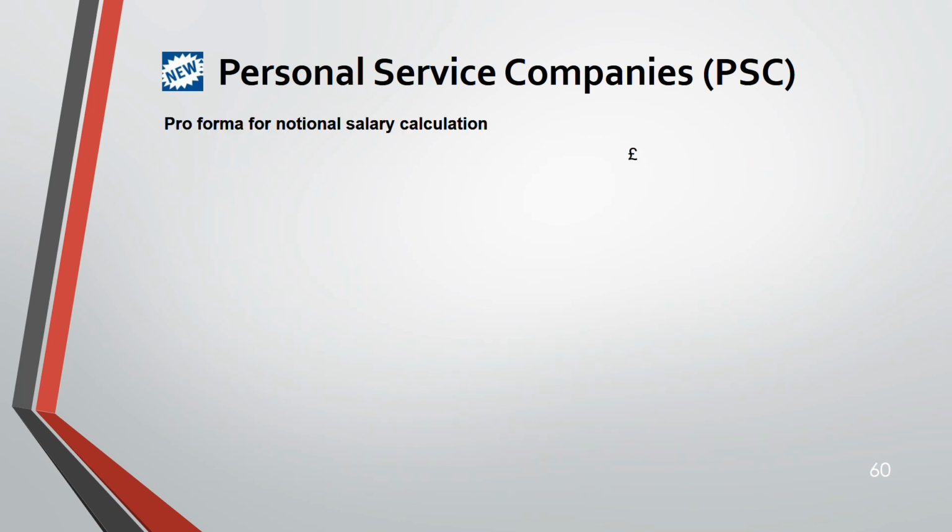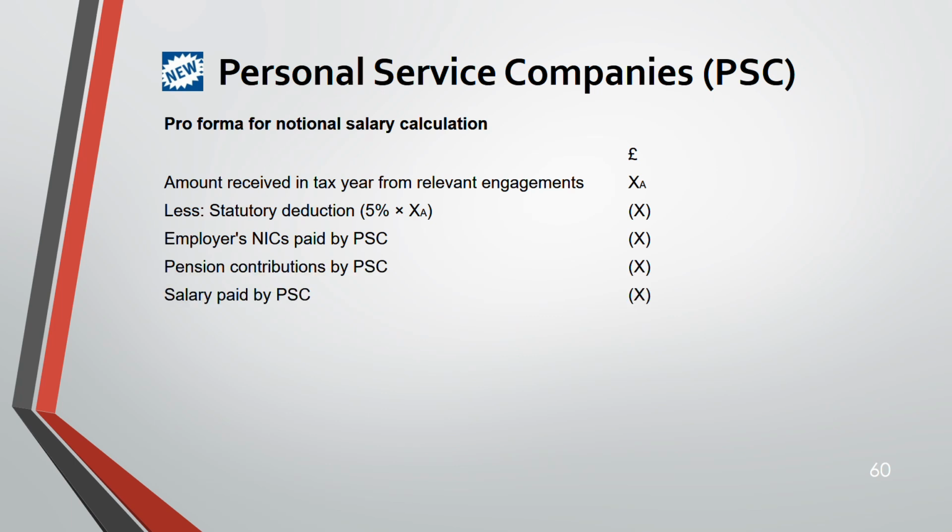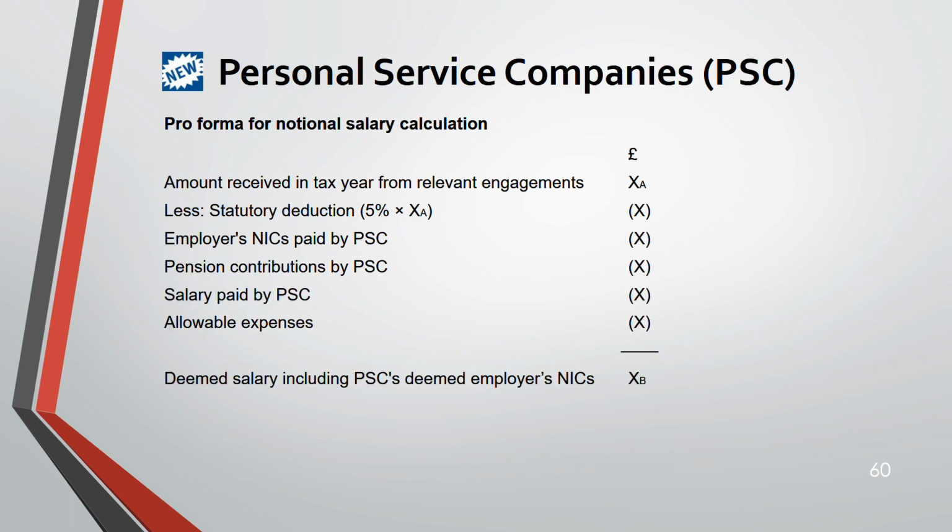We have a pro forma for it. This pro forma will help you. This is often tested: if you are given a personal service company, you have to calculate the notional salary. So this is the pro forma for notional salary calculation. Amount received in the tax year from relevant engagements, known as XA. From this deduct 5%. Then employees NIC paid by PSC, pension contribution by PSC, salary paid by PSC, allowable expenses. All this you deduct and you get XB. XB is your deemed salary, including the deemed employers' NIC.